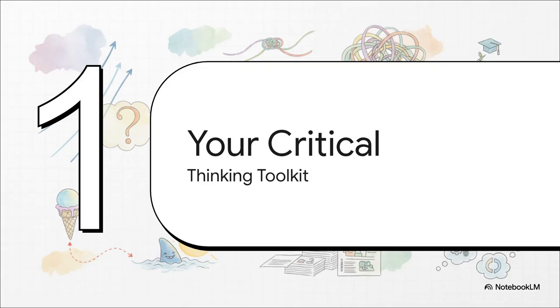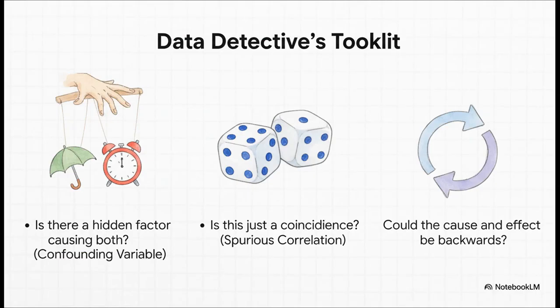So let's wrap this all up by reviewing the powerful new tools that you now have in your critical thinking toolkit. From this point on, whenever you see 2 things linked in the news or in a report, just run through these 3 questions. Number 1, is there a hidden factor, a confounding variable, that could be causing both? Number 2, could this just be a total fluke, a spurious correlation? And number 3, wait a minute, could I have the cause and effect completely backwards?